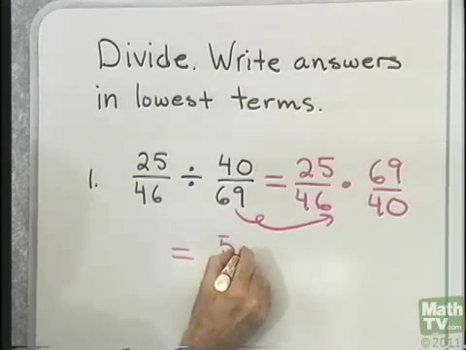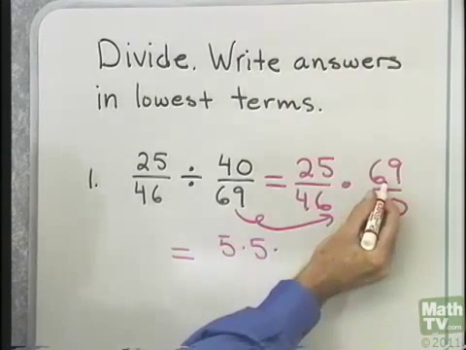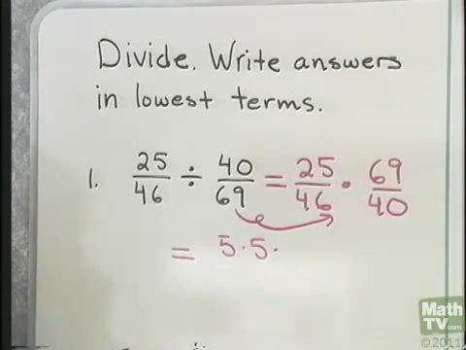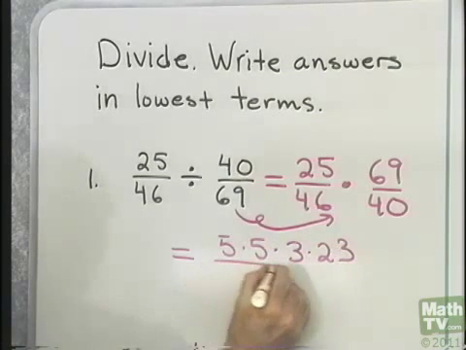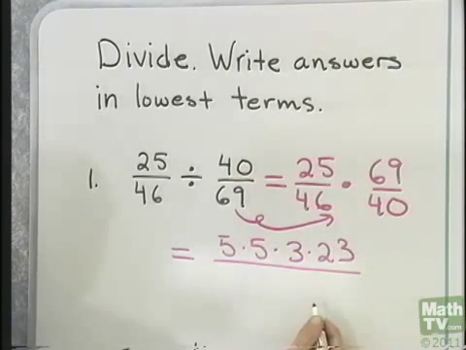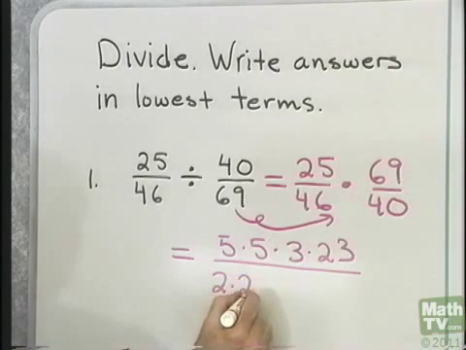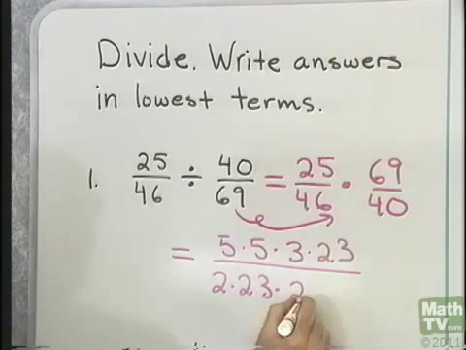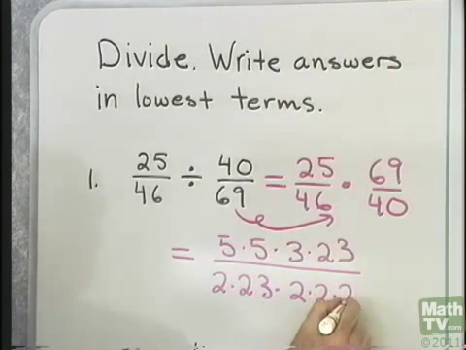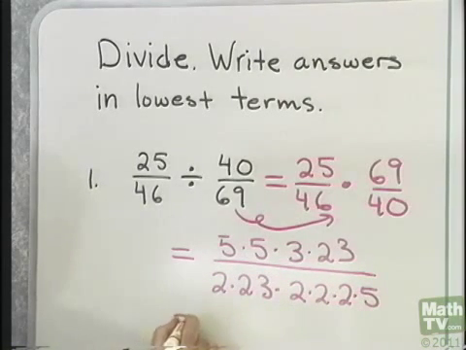So 25 is 5 times 5. 69 is, let's see, 69 is 2 times, no, it's 3 times 23. 23 is a prime number, so I can't factor it further. 46 is 2 times 23. And then 40 is 4 times 10, which is 2 times 2 times 2 times 5. So there's my numerator and denominator factored completely.